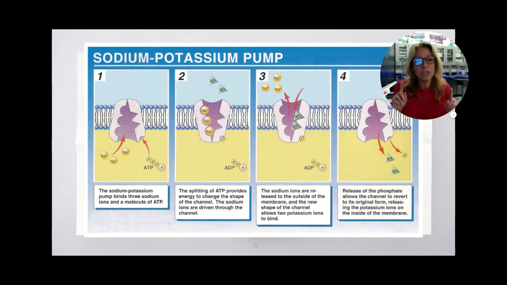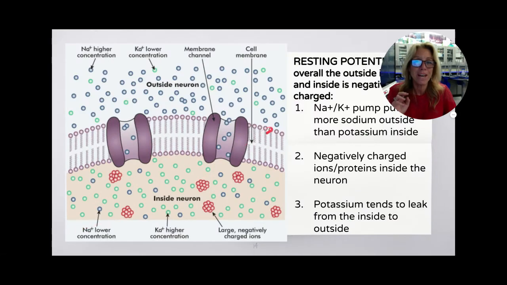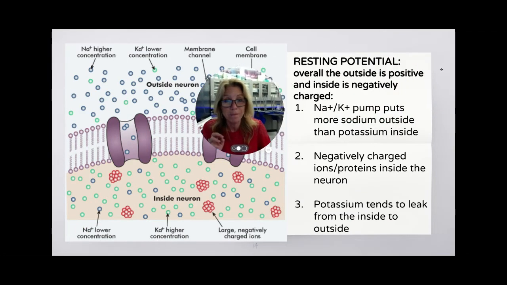Now I want you to think about that just for a minute. Do they have the same charge? Yes. Sodium and potassium are both positively charged. But where are we putting more positive charges? We're putting more positive charges to the outside than we are to the inside. So already we're creating a differential, more positives outside than inside. And when we talk about a neuron at rest, this is a neuron not firing, okay? Not firing yet. It can fire, okay, but it is not firing yet. And that is referred to as the resting potential.